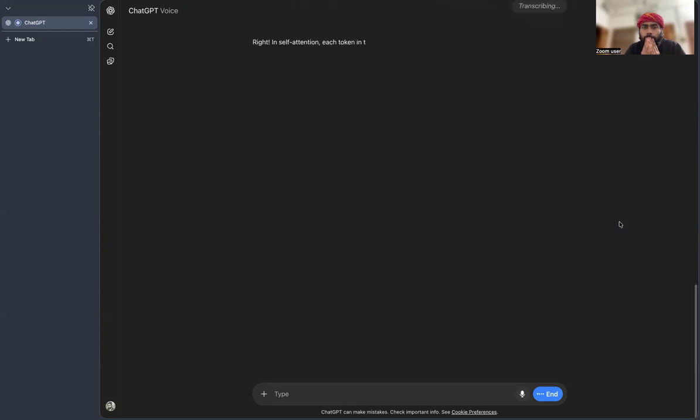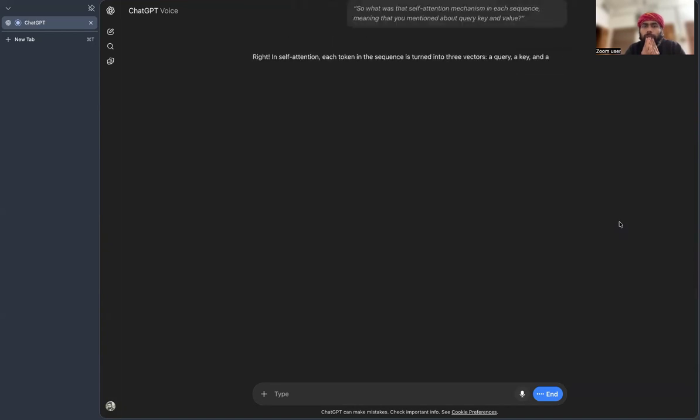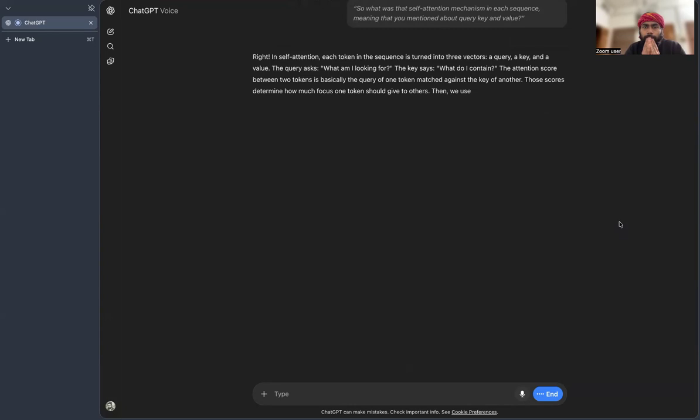Right. In self-attention, each token in the sequence is turned into three vectors: a query, a key, and a value. The query asks, what am I looking for? The key says, what do I contain? The attention score between two tokens is basically the query of one token matched against the key of another. Those scores determine how much focus one token should give to others. Then we use those scores to create a weighted sum of the value vectors. Those contain the actual information. In short, each token attends to the others, deciding which parts are important, and then blends their information accordingly.